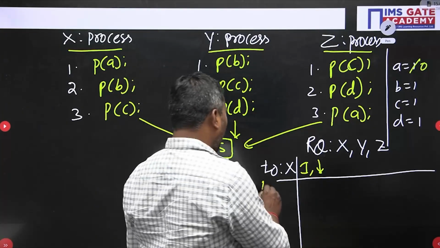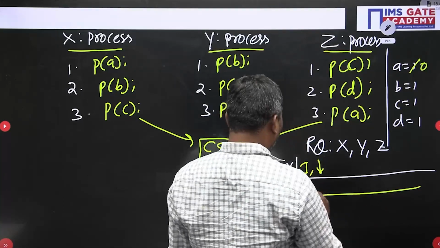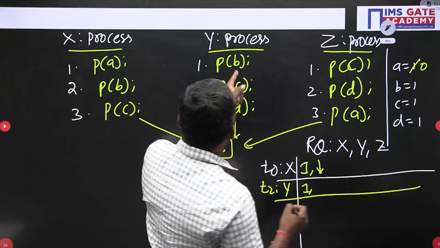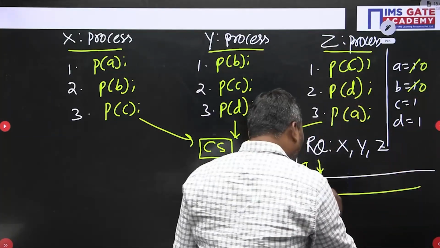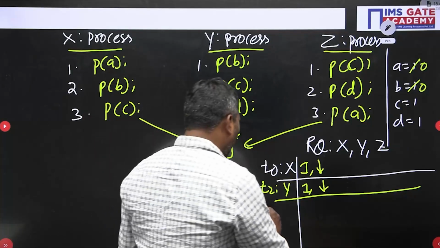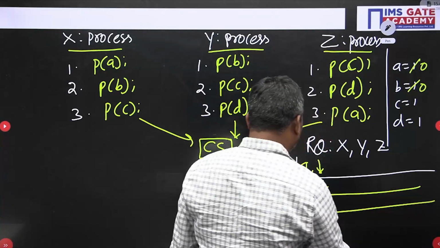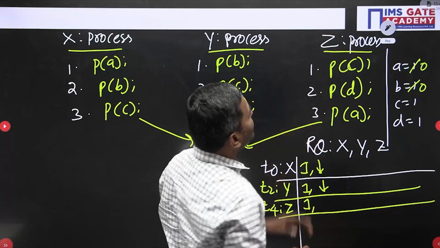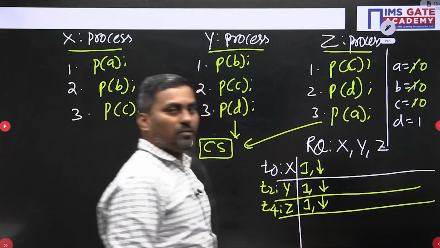At time T2 suppose process Y is scheduled. Process Y runs the first statement, down on B. B's value is 1, down gives 0, successful. It is also preempted. At time T4 suppose Z is scheduled and runs the first statement, down on C. C's value is 1, down gives 0, successful. It also gets preempted.